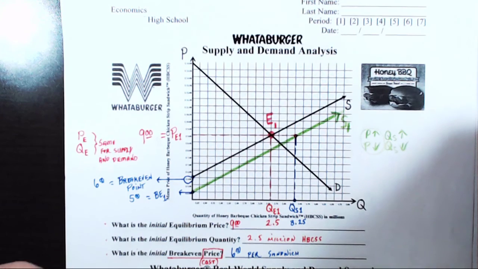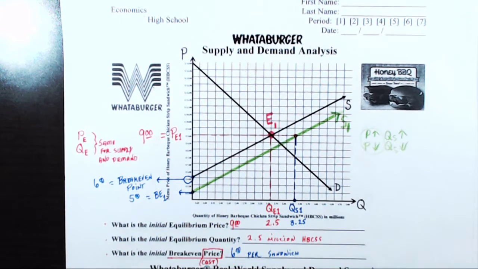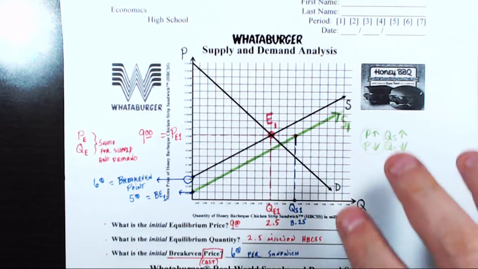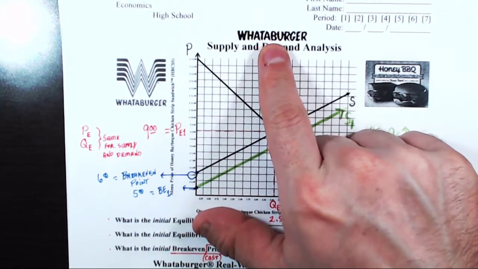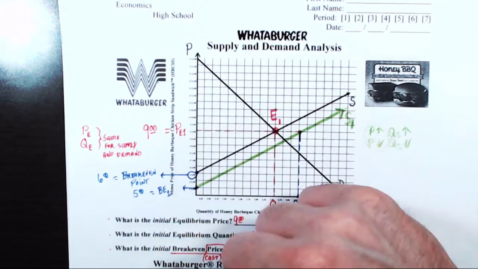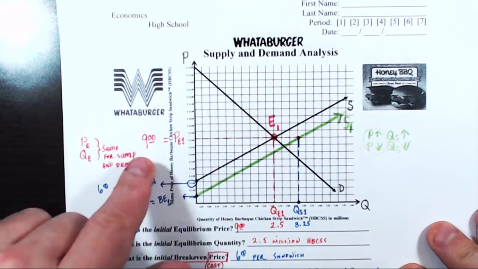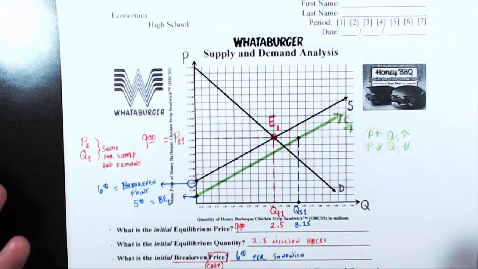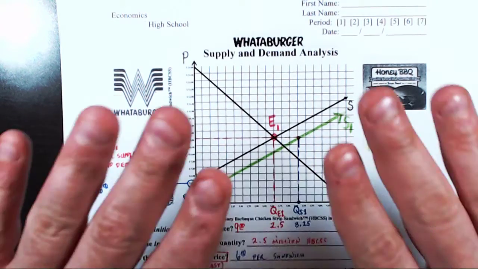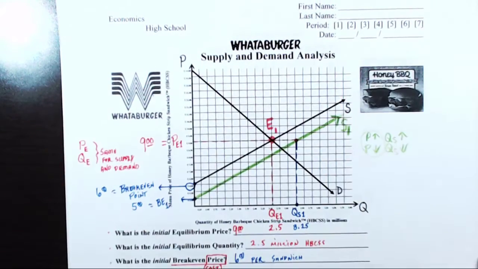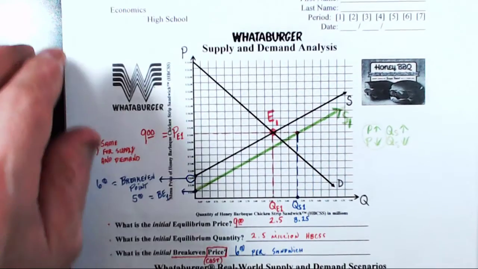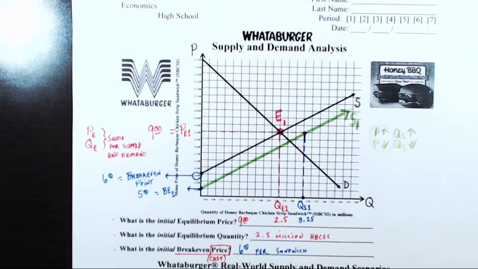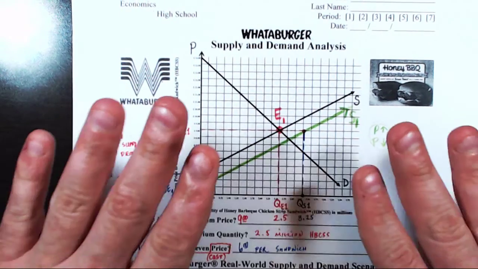I hope also that this has proven useful in the sense that we used a real world product, the honey barbecue chicken strip sandwich, at a real world company, Whataburger. And we analyzed using a real world price of $9. And we saw how these market changes could really affect a real life restaurant. So if you work in food service, or a number of my students do, I certainly have worked in food service before, then this is all directly relevant to you.